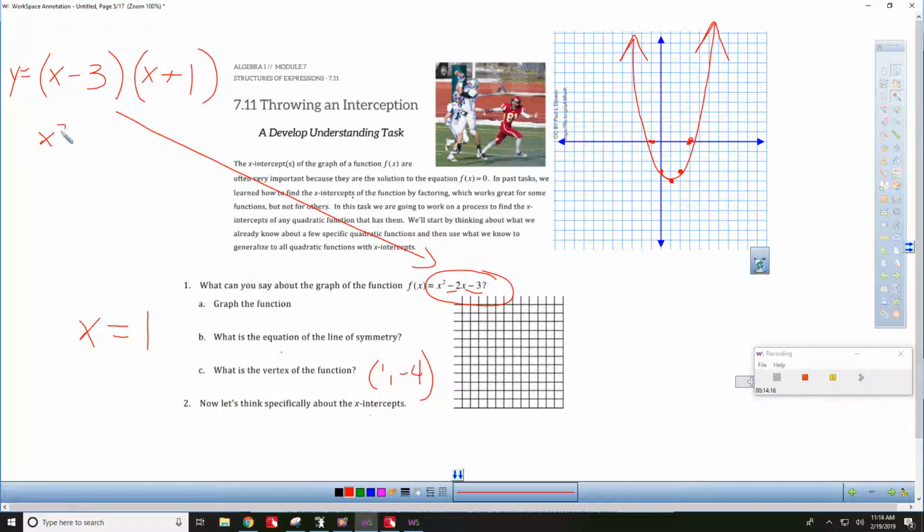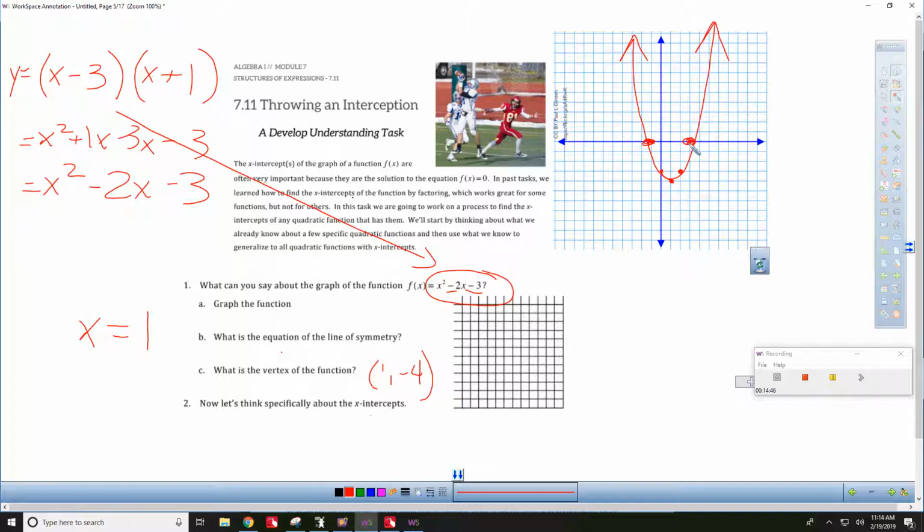X squared. Plus 1x. Minus 3x. Minus 3. So that is the same thing as x squared minus 2x. Now it's looking right. Minus 3. Now why are we doing all this? We're just trying to tie all of it together. What were our answers again for our x-intercepts? Negative 1 and positive 3.